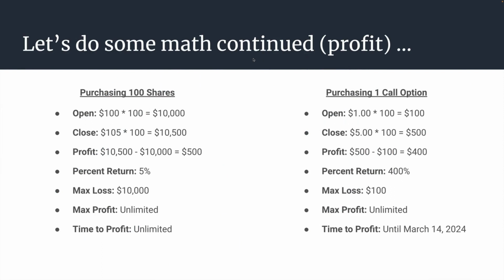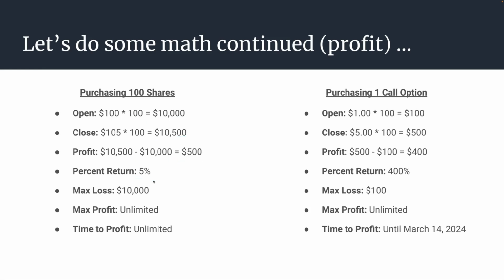Let's go over the math one last time, but in a more condensed, simplified version. When purchasing 100 shares, we pay $100 times 100 for $10,000. $10,000 would leave our bank account. And then sometime in the future, the price of the stock appreciates to $105. Now we can close this trade. So we take $105 times 100, and we would receive $10,500. So the difference between these two is the profit, $500. This would be a 5% return.